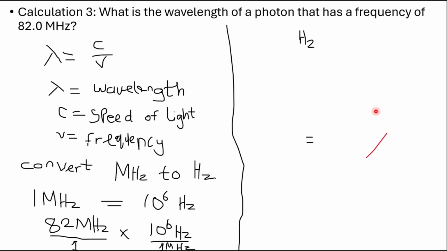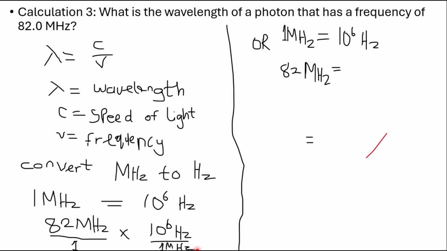which is equal to 82 megahertz over 1 times 10 raised to the power 6 hertz over 1 megahertz. We are converting to hertz, and that is why it is on top here. If we are converting to megahertz, it will be vice versa. So now we are converting to hertz. So we have it as 10 raised to power 6 hertz over 1 megahertz.